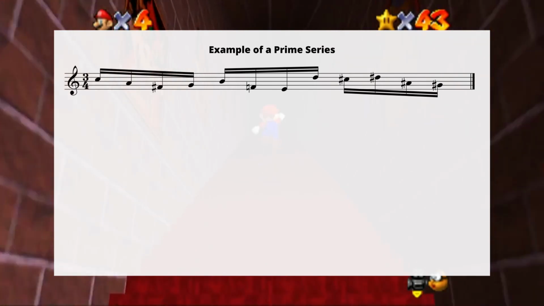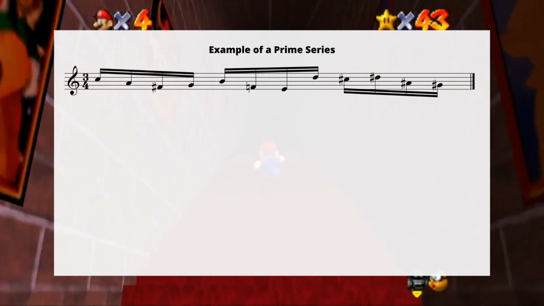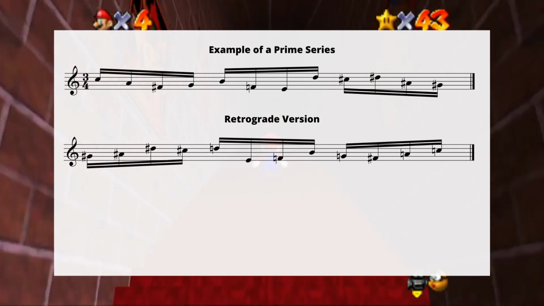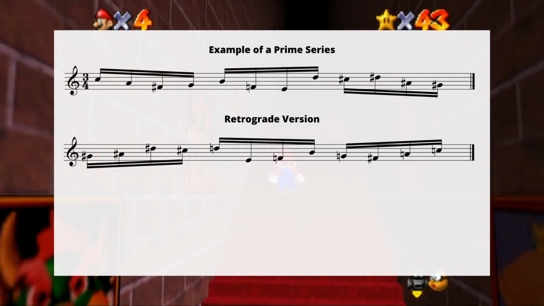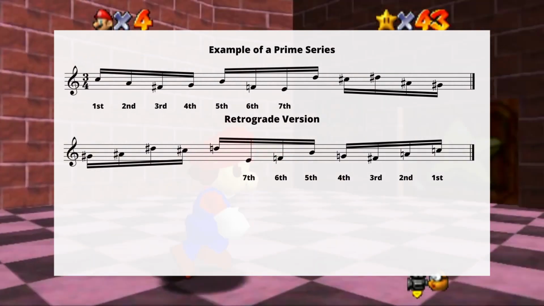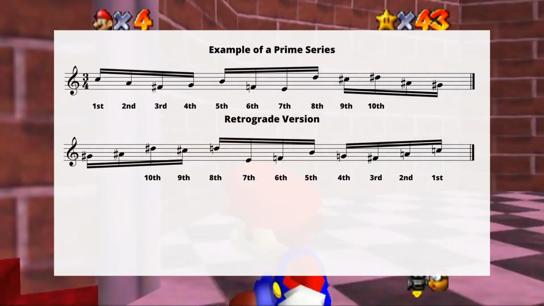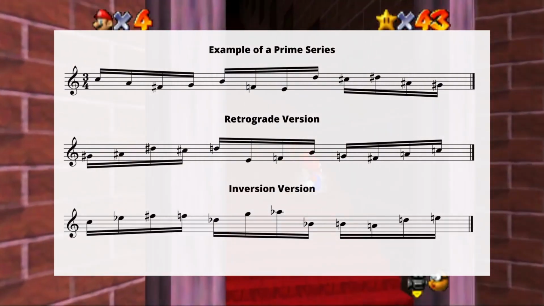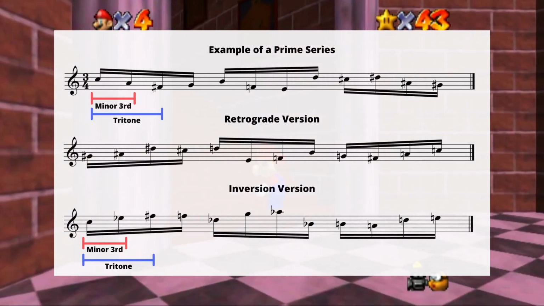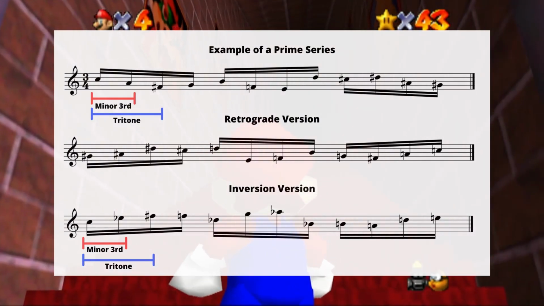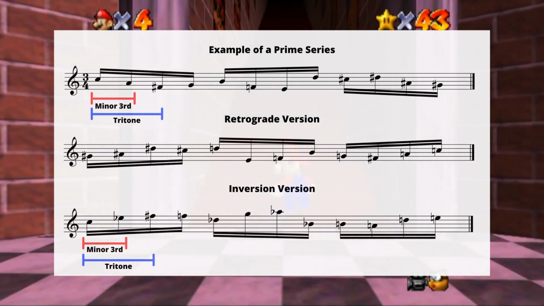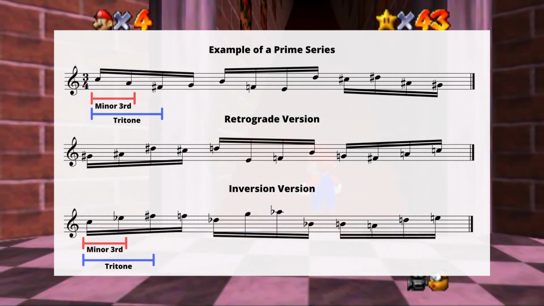Like we mentioned before, transformations of the series could happen, and some of those are retrogradation, where the prime form is in reverse order. Inversion, where the prime form has the intervals inverted. An ascending minor third becomes a descending minor third.